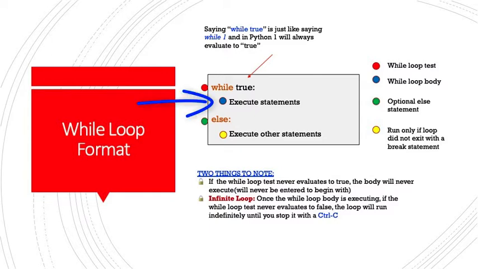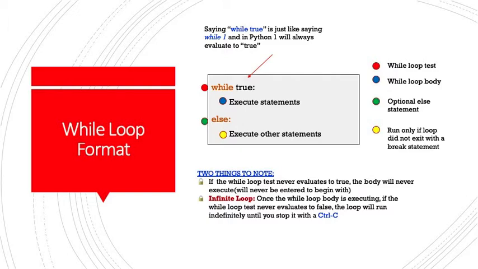Then we have an optional else clause, and this doesn't work like the else clause when we are dealing with if statements or branching. This is a little different, and we're going to go through that. This else clause will only run if the loop did not exit previously with a break statement in the body of the while loop itself.